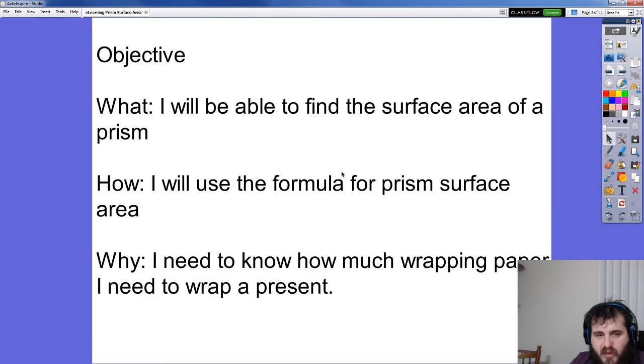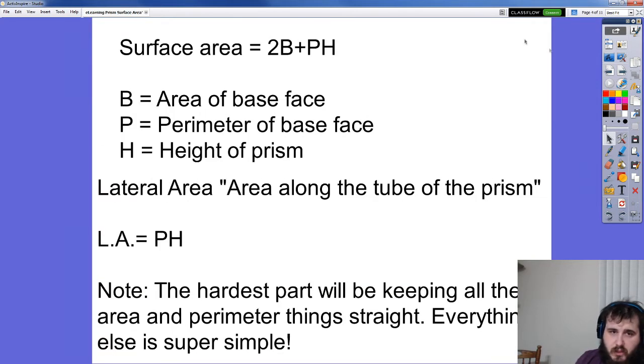Our objective today is to find the surface area of a prism, and we're going to do that using the formula that I'm going to give you. I'll unpack it a little bit as we go. So surface area, this is our formula: 2B plus PH, with capital B, capital P, capital H.